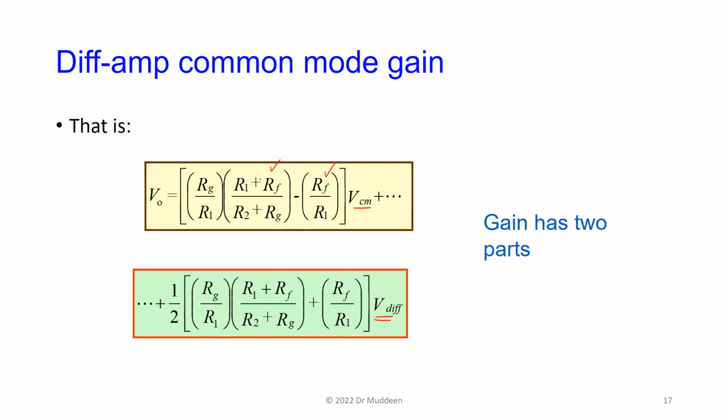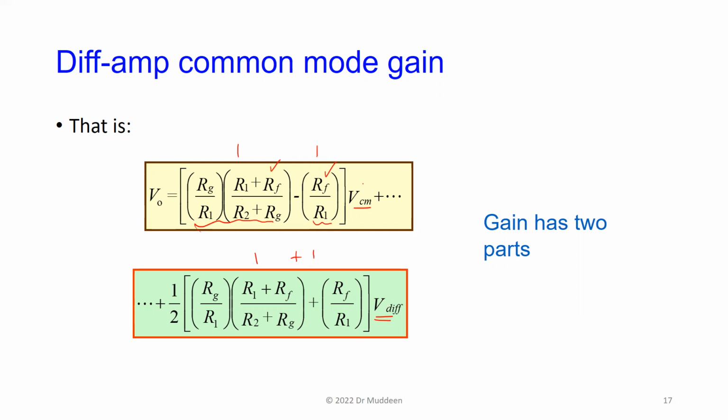If all the resistances were equal, as we said before, this section here and this section here would be equal, 1 and 1. So V out would be 1 minus 1 by V common mode. In other words, it would ignore the common mode signal. And if all were equal here, you would have 1 plus 1, which is 2, divided by 2, which is 1. So you would have V out equal to V diff.